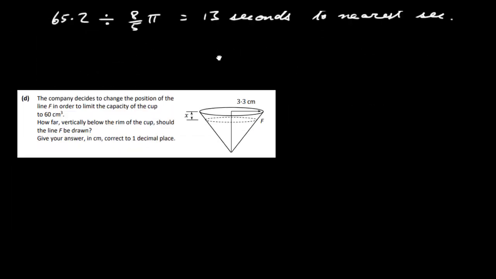Let's have a look at part D. So the company decides to change the position of the line F, so it's going to change this line here in order to limit the capacity of the cup to 60 centimeters cubed. How far vertically below the rim of the cup should the line F be drawn? Give your answer in centimeters correct to 1 decimal place.